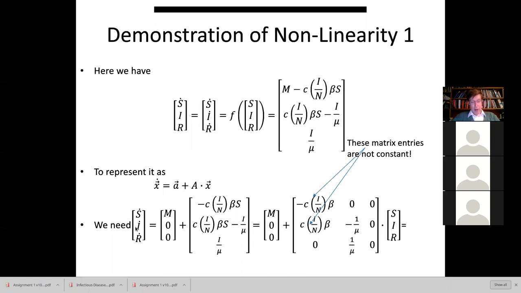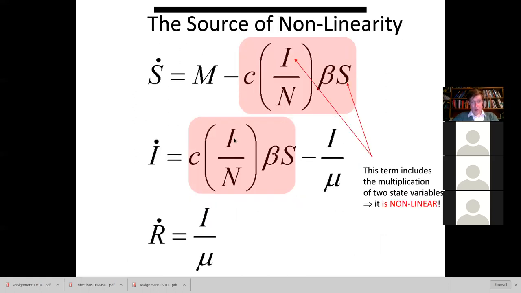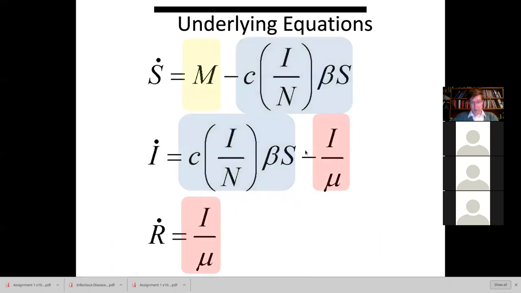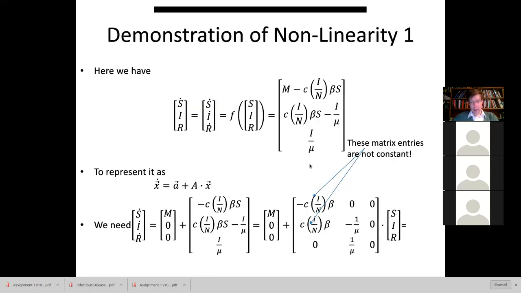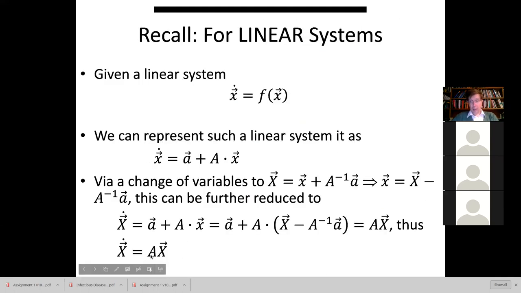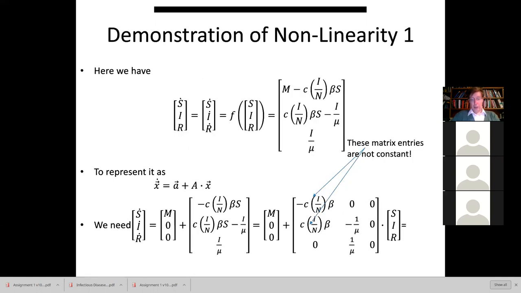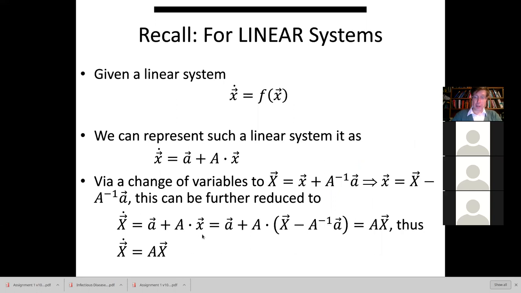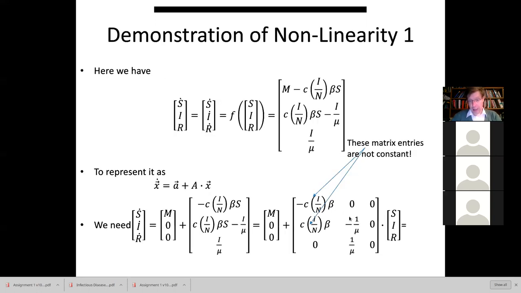And that will give us I dot. And that's exactly what this formula tells us, okay? But the notable thing is these matrix entries, which would be constant for a linear system in a situation like this, this is a fixed matrix, a matrix which doesn't change over time or which doesn't change based on the state. Now it depends on I, it's nonlinear, okay?